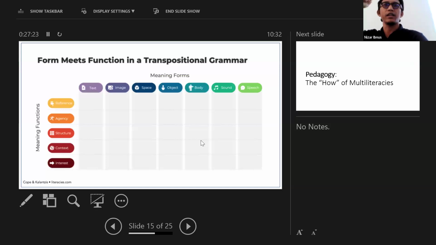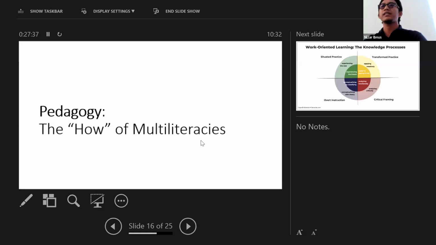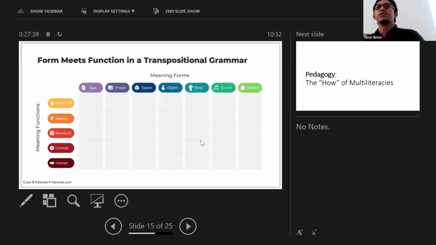This is the cross between forms and functions. So this is a matrix. That's it. So that's about how multiliteracies view the meaning-making process. Basically, this is quite similar to SFG in terms of how they view the meaning-making process. Quite similar, but a bit different.